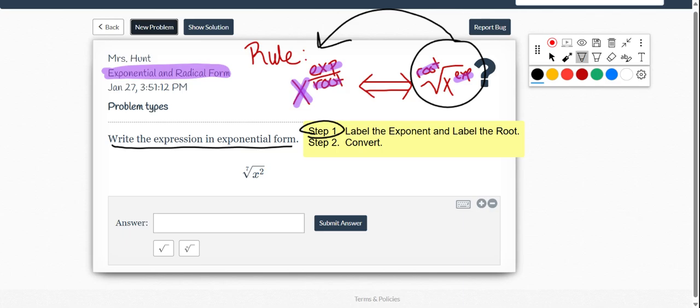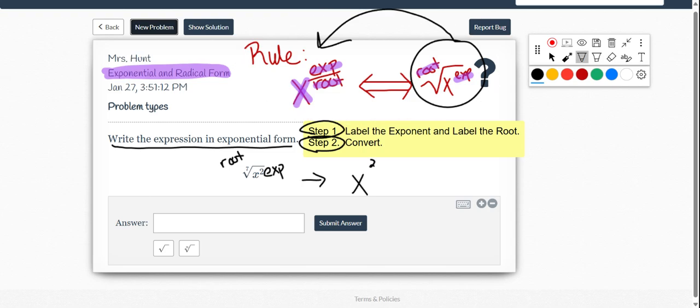So we're going to label the exponent. If it's in this position or this form, the exponent is on the inside, and the root is on the outside. Okay, now we're going to write our base. We have to make a fraction. In the fraction, you got to be careful. Exponent goes on top, and if you forget, have this rule in your notes so you know.